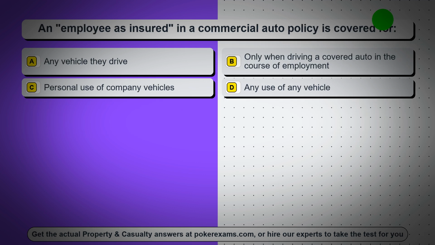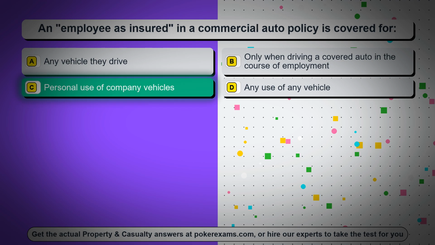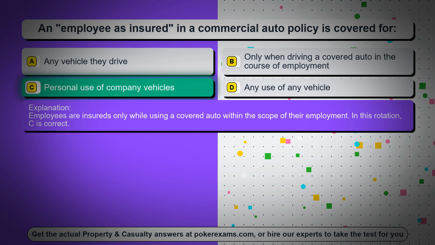Question 52. An employee insured in a commercial auto policy is covered for option A, any vehicle they drive, option B, only when driving a covered auto in the course of employment, option C, personal use of company vehicles, option D, any use of any vehicle. The correct answer is option C, personal use of company vehicles. Employees are insured only while using a covered auto within the scope of their employment. In this rotation, C is correct.